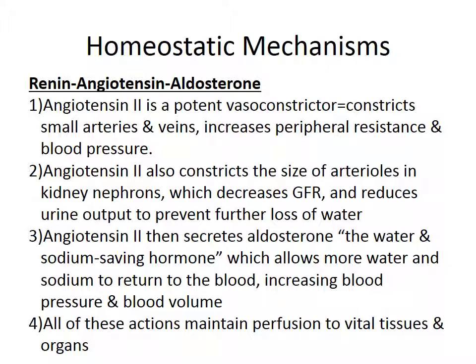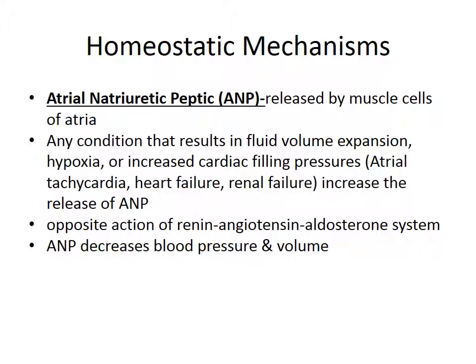Angiotensin II also constricts the size of arterioles in the kidney nephrons, which further decreases GFR, or glomerular filtration rate, and reduces urine output to prevent further loss of water. Angiotensin II then secretes aldosterone, the water and sodium-saving hormone, which allows more water and sodium to return to the blood, increasing blood pressure and increasing blood volume. All of these actions maintain perfusion to vital tissues and organs, but sometimes can be problematic in certain patients.